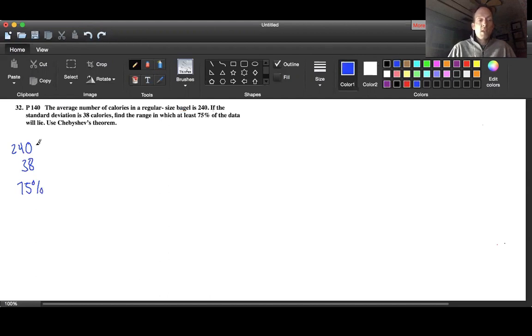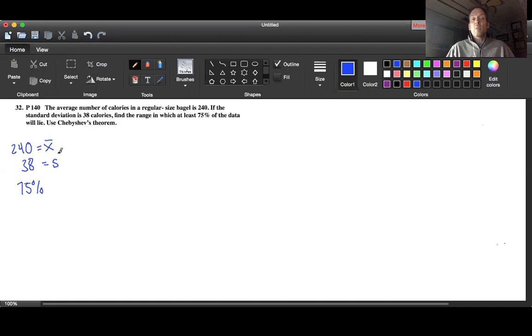I'm going to come in and say 240 is X bar. Now the 38 they mentioned in the context of standard deviation. Again, I have 2 different possibilities: S, sample standard deviation, and sigma, population standard deviation. Since we decided that we're using sample symbols, I'm going to call 38 my S value. Now 75% is just a percent, so I'm going to leave it there for now.